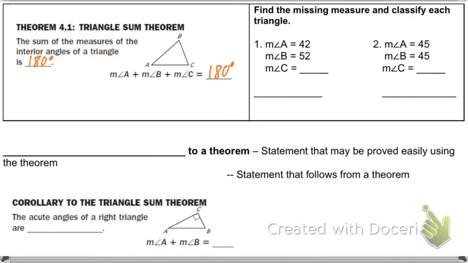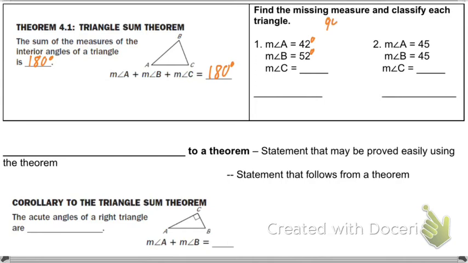So, using the fact that all three angles have to add up to 180 degrees, let's find the missing measures of this first triangle. If measure angle A is 42 degrees and measure angle B is 52 degrees, how could we figure out the measure of angle C? Raise your hand if you could help me. Presley, go ahead. Very good. We could add the two angles we know and subtract the total from 180. So what's 42 plus 52?